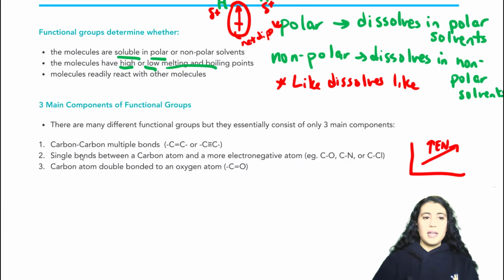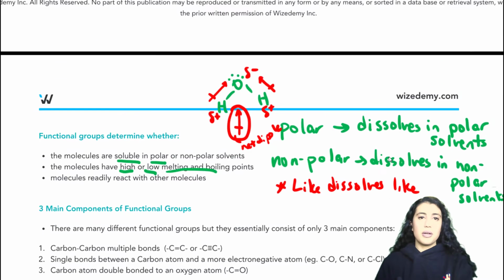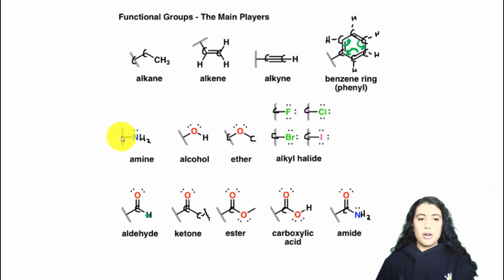Then there are other functional groups with a single bond between a carbon atom and a more electronegative atom. So we see functional groups with a carbon bound to an oxygen in a single bond, a carbon bound to a nitrogen in a single bond, and a carbon bound to something like a chlorine or a halogen in a single bond. If we look at those, this one is an example of carbon bound to nitrogen. Here in alcohol, we have a carbon bound to an oxygen. An ether is also a carbon bound to an oxygen. Alkyl halide is a carbon bound to an electronegative halogen atom.